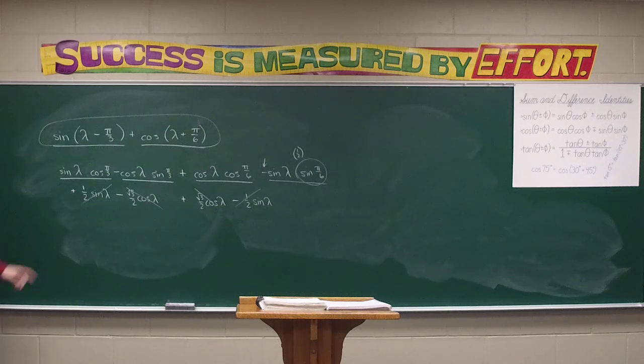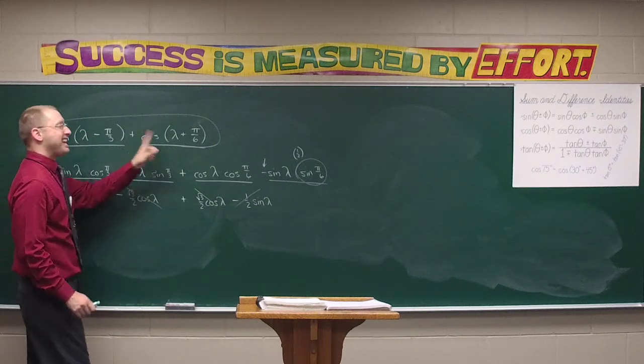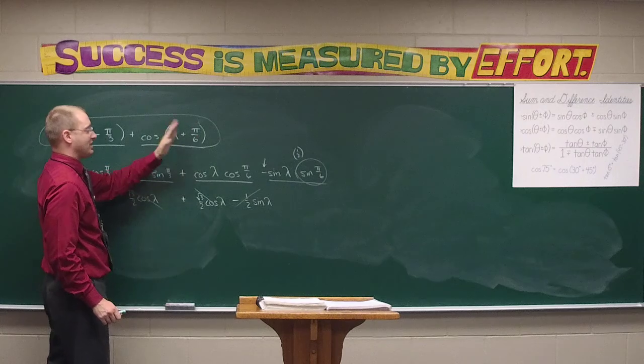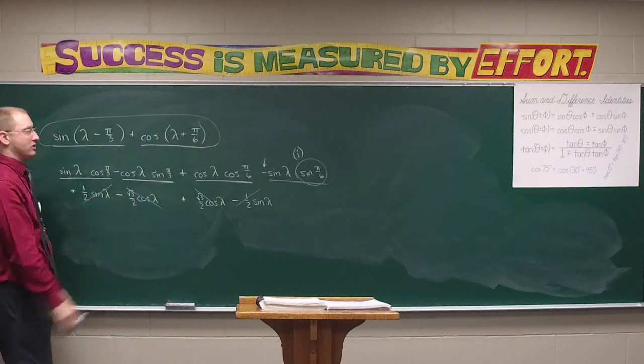equals 0. No matter what angle you make up, if you subtract pi over 3 or 60 degrees and take the sine, and then if you take the same angle you made up and add 30 degrees and take the cosine and add those values, you'll always get 0 no matter what they are.